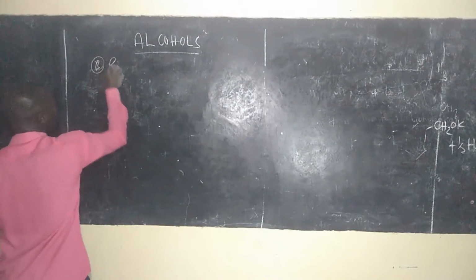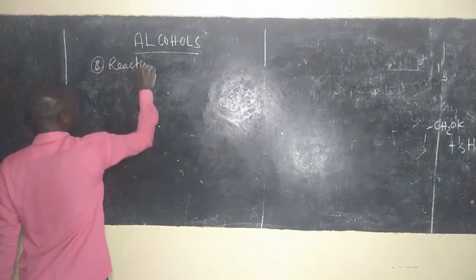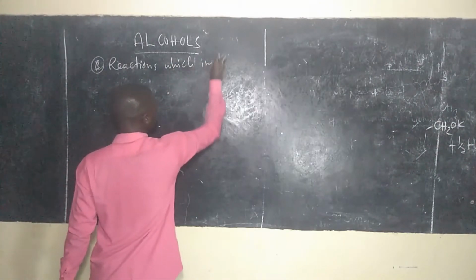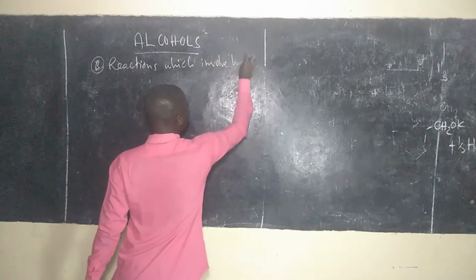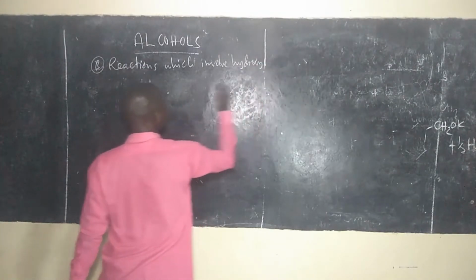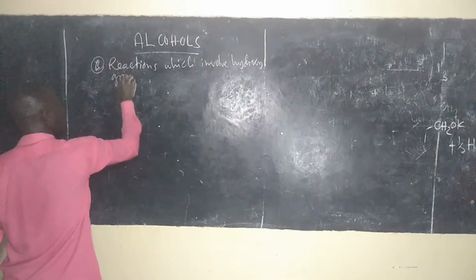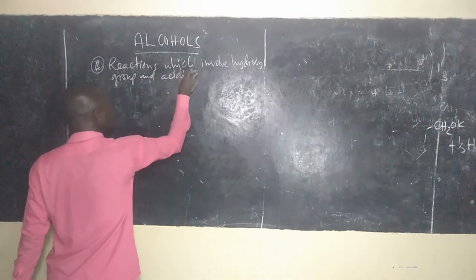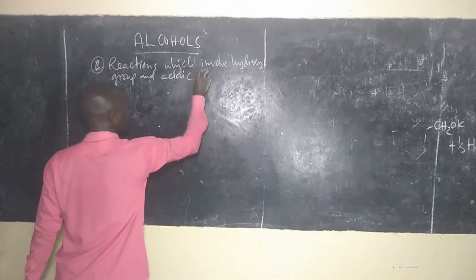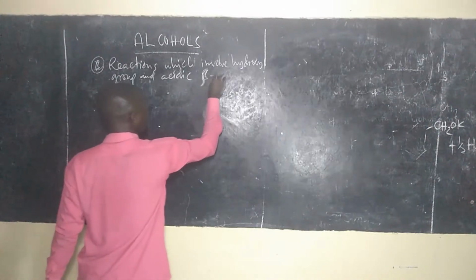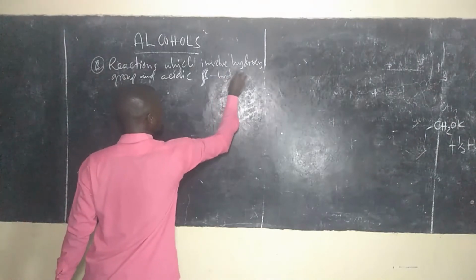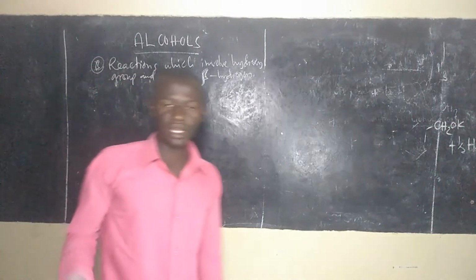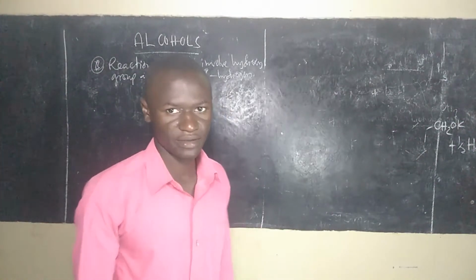Reactions which involve hydroxyl group and acidic beta hydrogen. So acidic beta hydrogen ni nani?